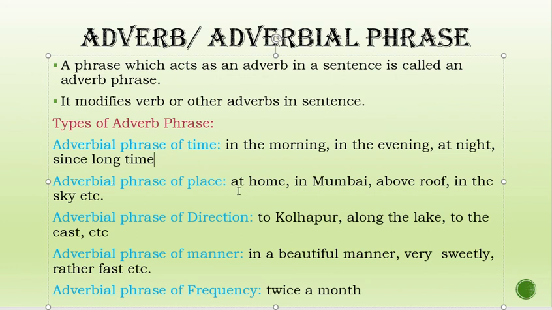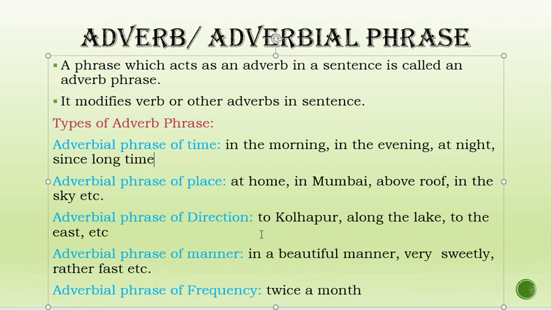Adverbial phrase of place is related to place: at home, in Mumbai, in Kolhapur, in Delhi, above the roof, in the sky, on the moon, or at the railway station, beside the garden, near the garden, below this bridge, near the hospital, in the college, whatever. The phrase related to place is called an adverbial phrase of place.